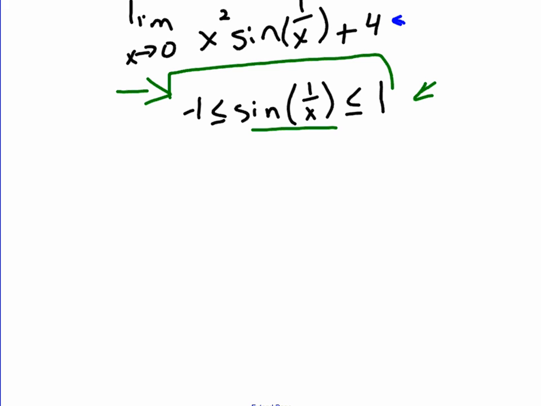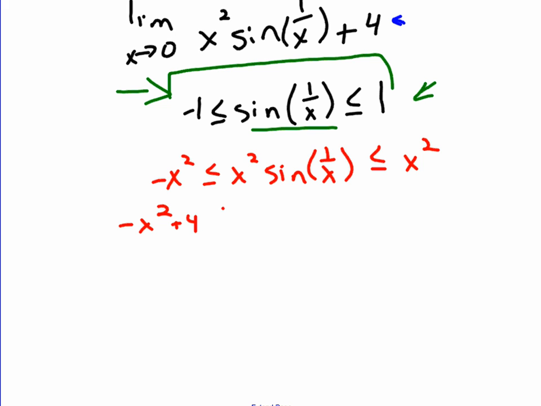So let's multiply first, because that's the first thing that happens. We need to multiply this entire thing by x squared. So we have negative x squared is less than or equal to x squared sine of 1 over x, which is less than or equal to x squared. Okay. So from there, we want to incorporate that adding 4. So we're going to go ahead and add 4 to everything. So we have negative x squared plus 4 is less than or equal to x squared sine of 1 over x plus 4, which is less than or equal to x squared plus 4.